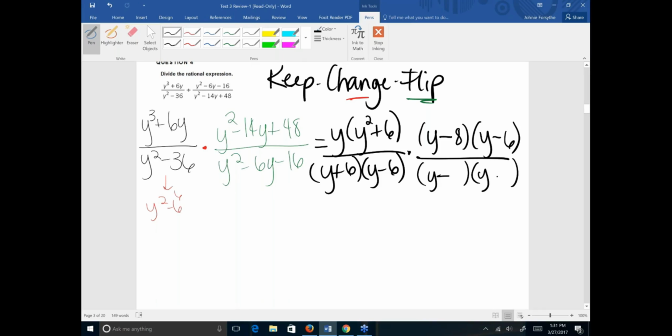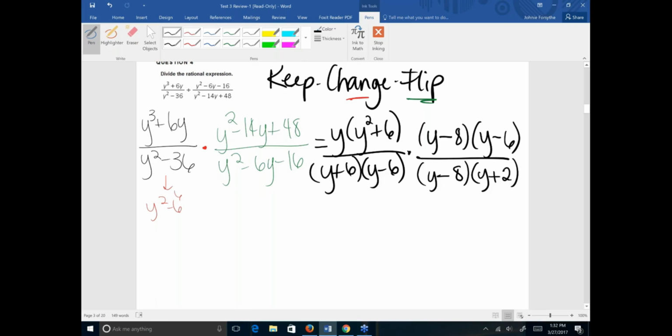So negative times negative is positive. That's my second sign. So now I need two numbers that multiply to give me 16, but subtract, because it's a negative 16, to give me 6. So those two numbers would be 8 and 2. Because 8 times 2 is 16, but 8 minus 2 is 6. And remember, I always put the larger factor first, so I have 8 and 2.